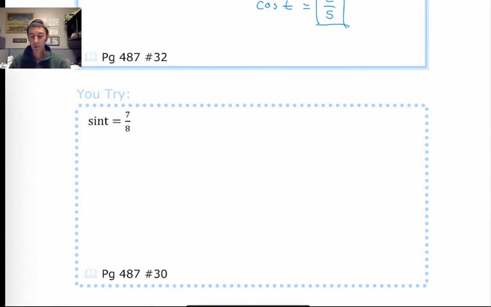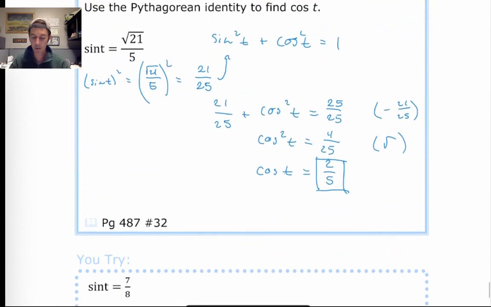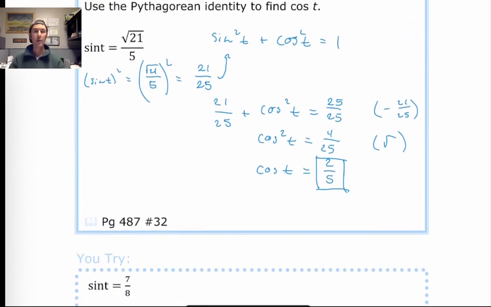You can go through similar motions in order to determine the, right, we're being given a different value for the sine function. So you have to replace your √21/5 with a 7/8. That's 49/64. Those numbers are not going to be so nice. You're going to end up with a radical in your final answer. 64, 49. I'm not very good with arithmetic. I think the difference there is 15. So maybe you're going to have like √15/8, something like that. Give it a shot, see what you get.